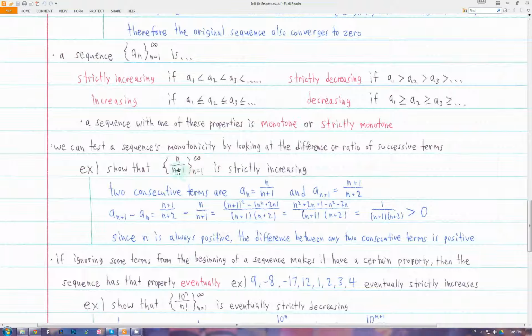So for this sequence, we're going to look at the difference between two consecutive terms. So we just take a of n plus 1. So we just replace the n's with an n plus 1 to get n plus 1 over n plus 2 minus a of n. And so if we subtract these fractions, it simplifies to this expression. And since n is always positive, this difference between these two consecutive terms is always positive as well. So this sequence is increasing.